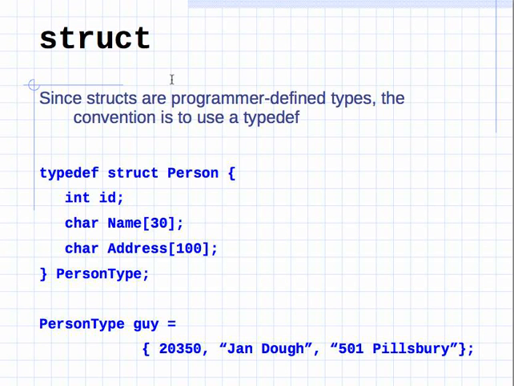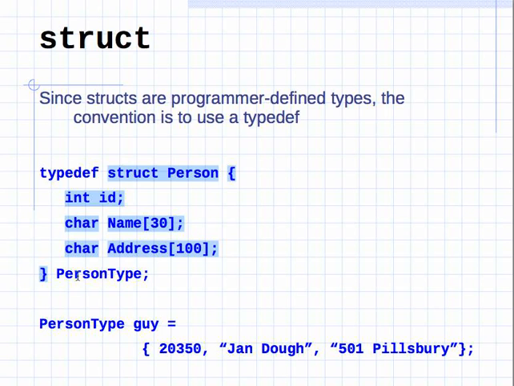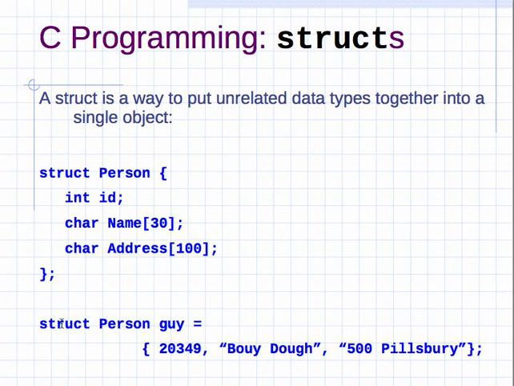Okay, so since structs are programmer-defined types, the convention is almost always to use a typedef. So what does this mean? This means that whenever you see a struct, chances are you will see a typedef, and then all of the things that deal with how to set up the struct, and then finally we see this, which is an alias for the struct person and all of this. So now, with using this typedef, you no longer need to say struct person guy. You can use the alias, that is this typedef value. And so now this is equivalent to what we had before, where we said struct person guy.